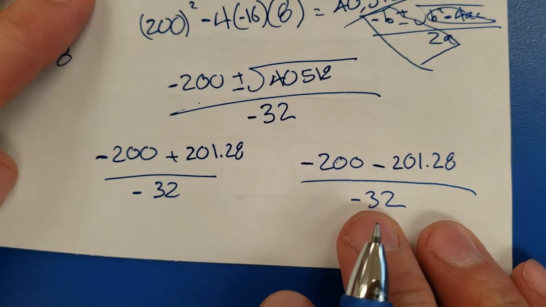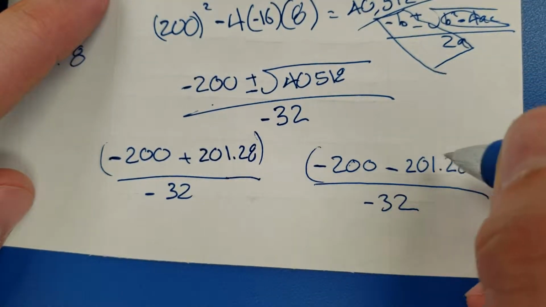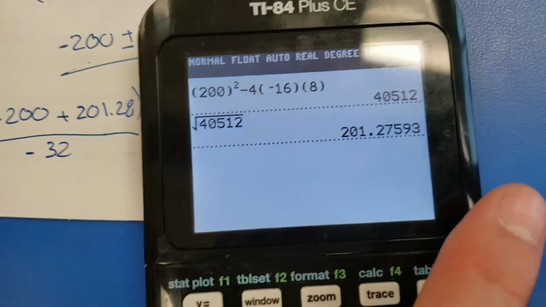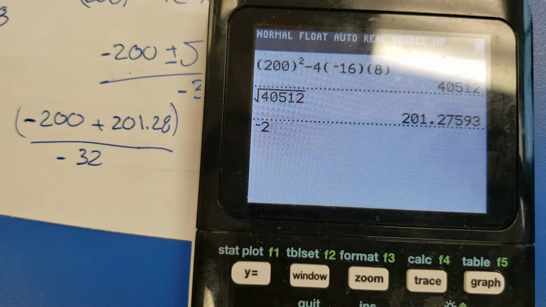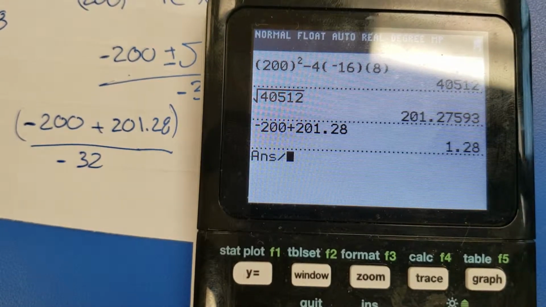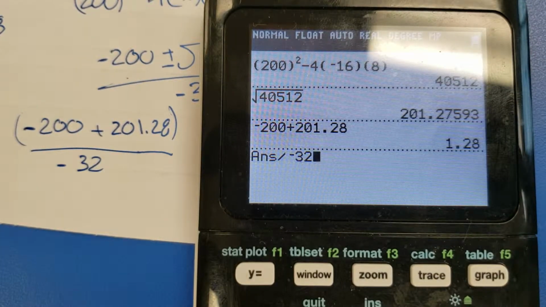201.28. Okay. So again, don't forget, do everything on top, and then you divide. Everything on the top, and then you divide. So here we go. Oh my gosh, these numbers are so big. It's okay, just relax. 200 plus 201.28. Enter. Divide by negative 32.